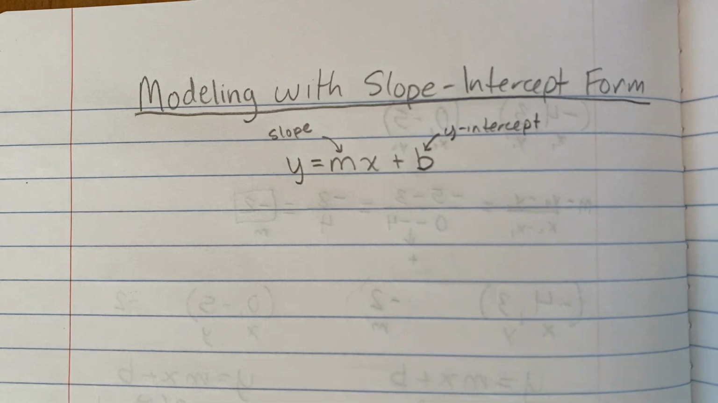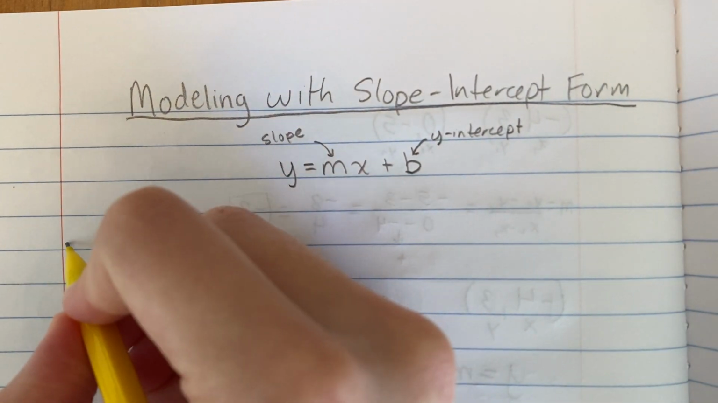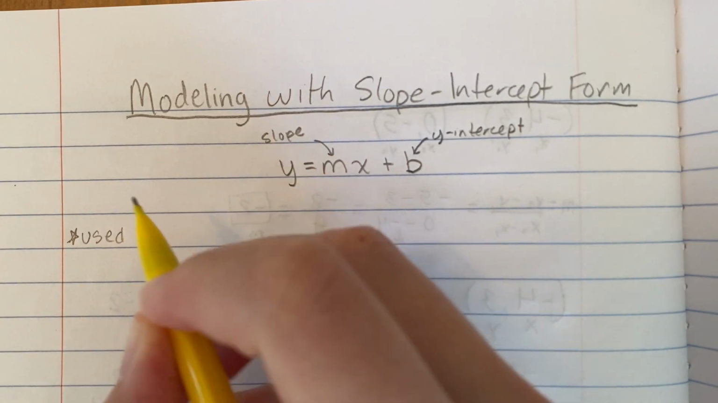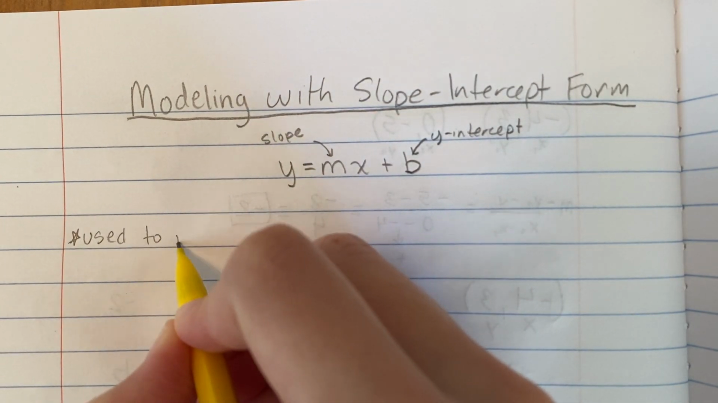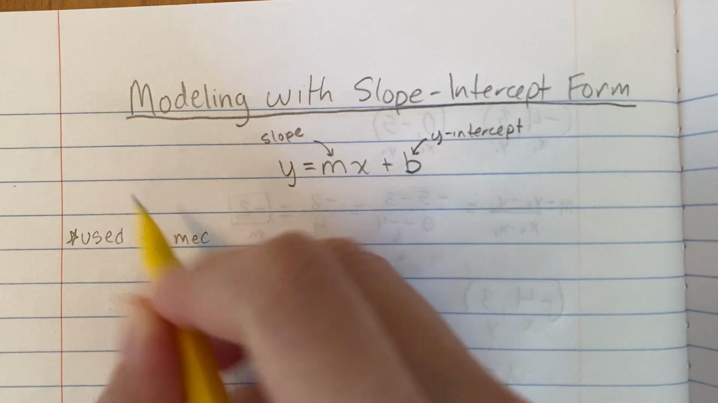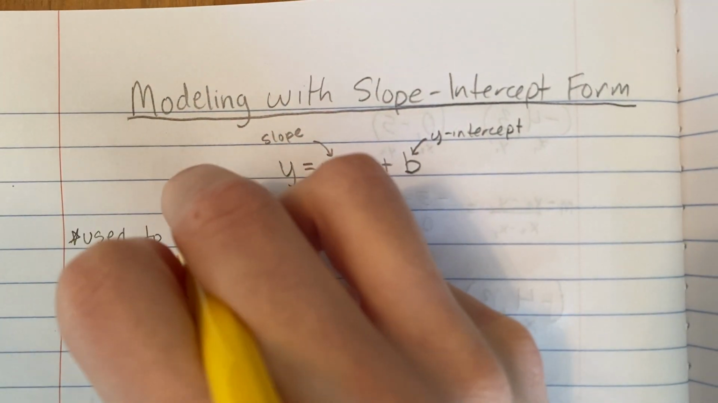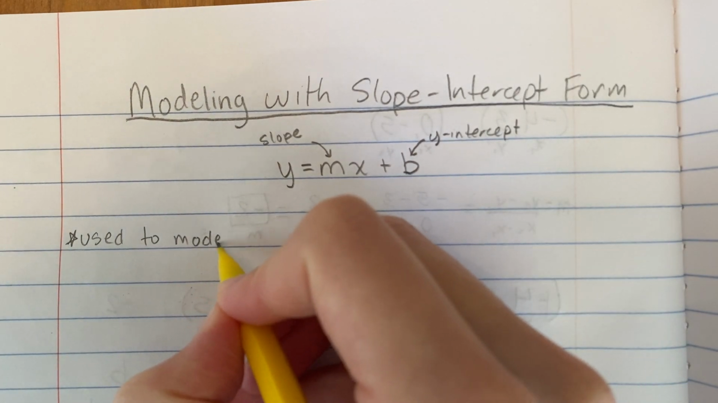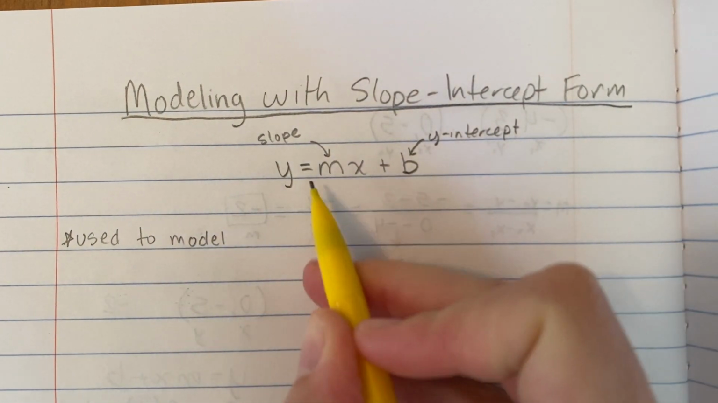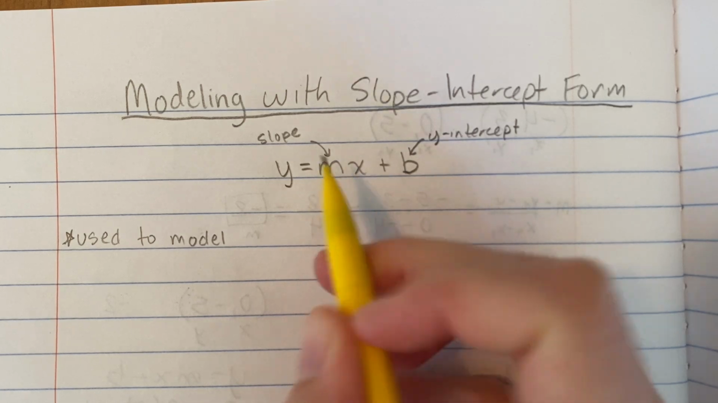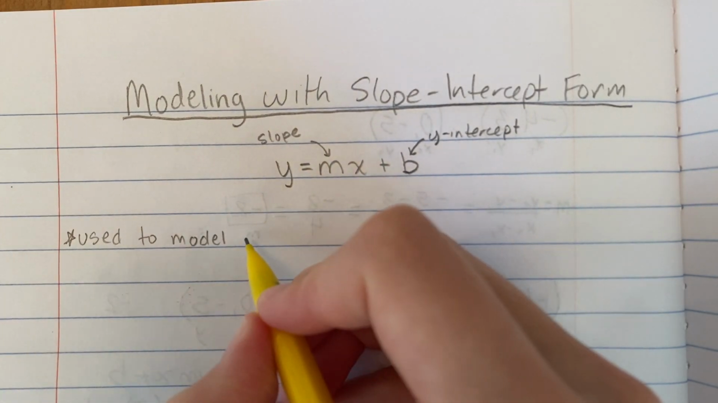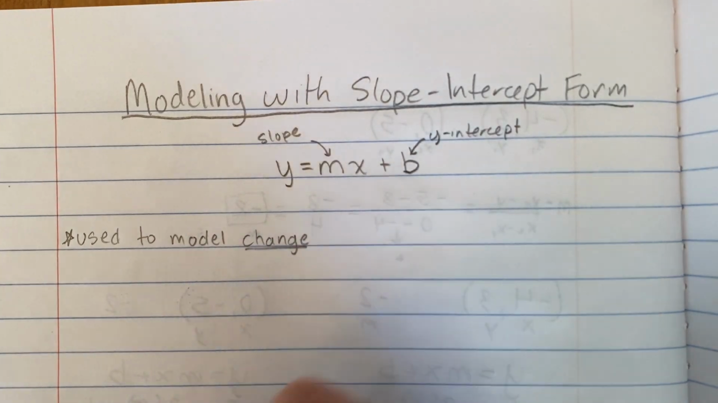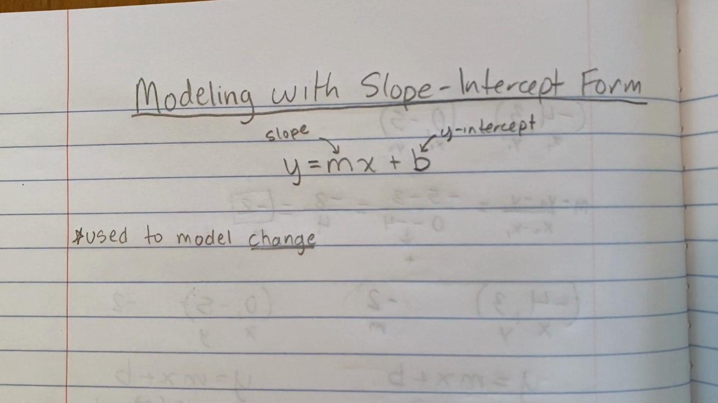Now, specifically, slope-intercept form is used to model change, right? We actually have different forms of equations, but this one is used to model change, just like when we graph this, we say, okay, I'm going to start at the y-intercept and then this slope tells me how I'm going to move. It's used to model situations where there's a starting point and then there's some sort of change.